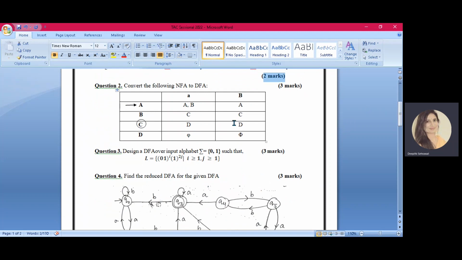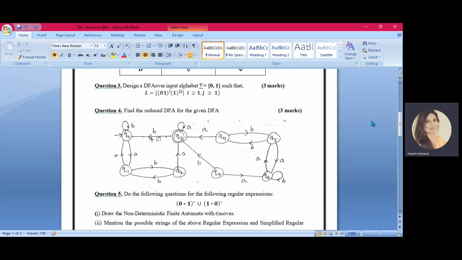Now coming to the next question, this particular table is given and this table is of an NFA, because you can see that A is reaching 2 states on input alphabet A, and similarly D is not reaching anywhere on input A and B, and this is not capital B but small b. So the input alphabets are A and B and the states are A, B, C, D. Initial state is A and final state is C. You have to convert this NFA to DFA by applying the algorithm that you have learned in the class. This is of 3 marks.